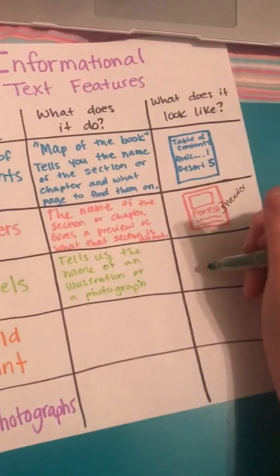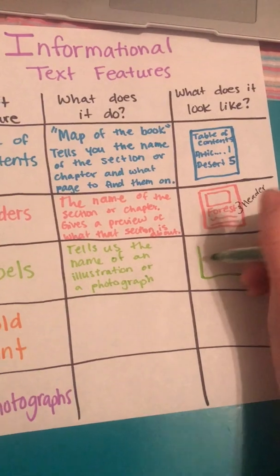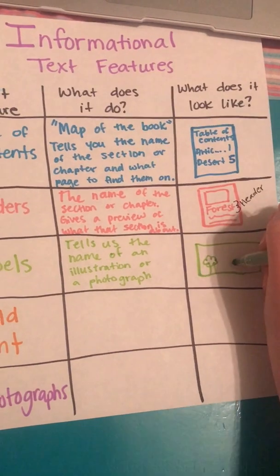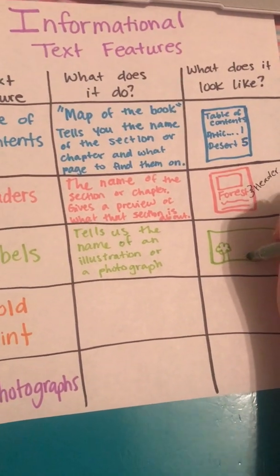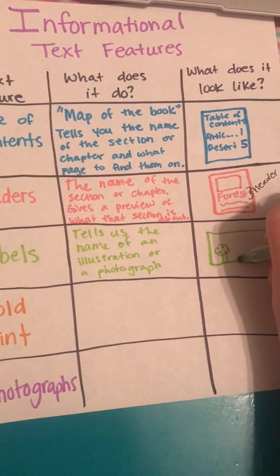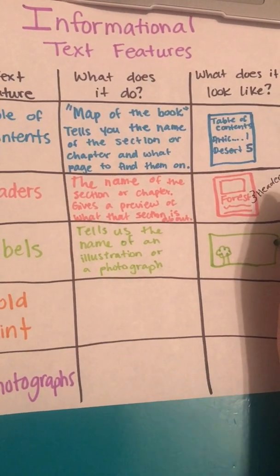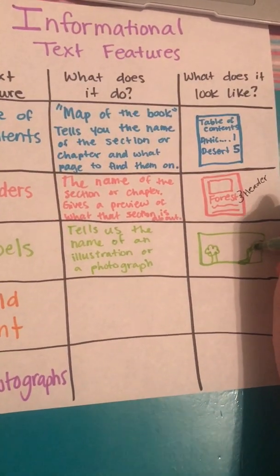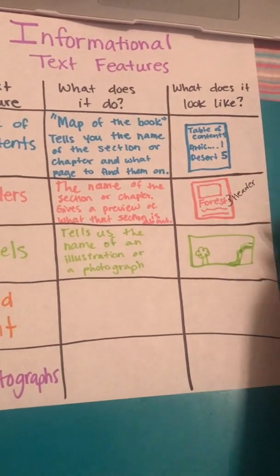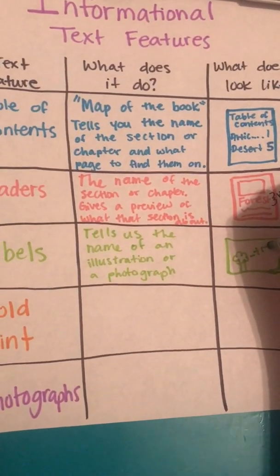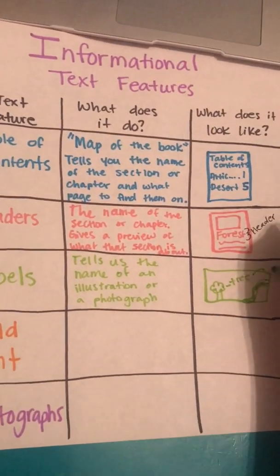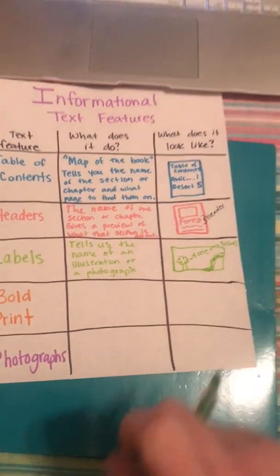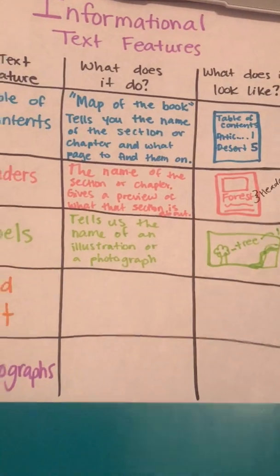So again, let's say you're reading a book that has a picture in it. And the picture might have a tree and maybe a waterfall. We'll say that's a waterfall. I know it's green. And so we're going to label tree, and that is a label. I know you all know what labels are. I just wanted to give you a refresher just in case you needed some help with that.